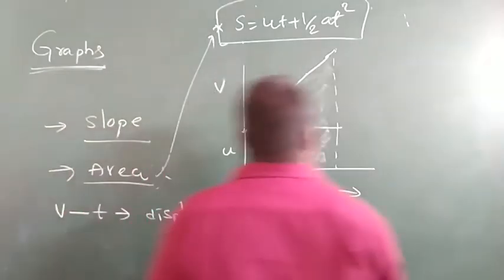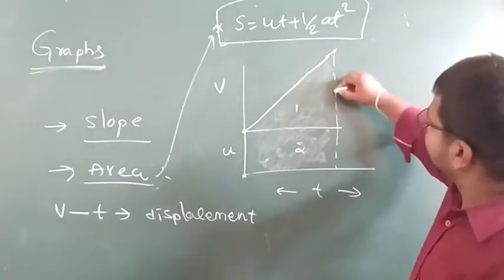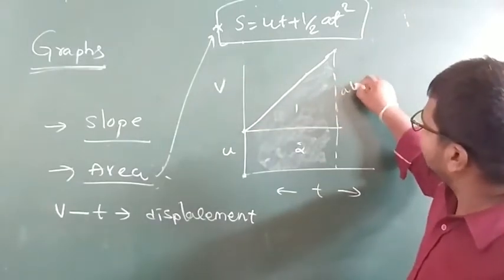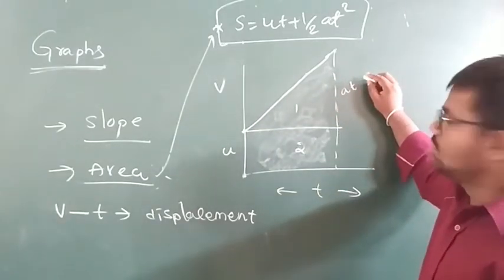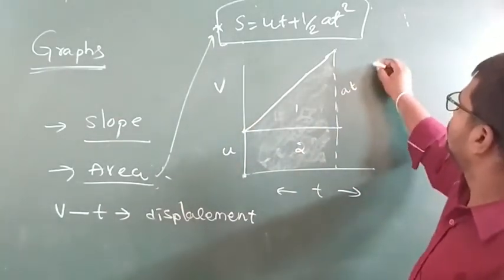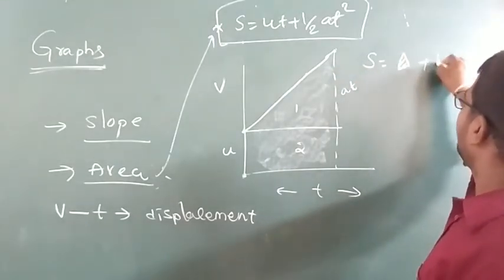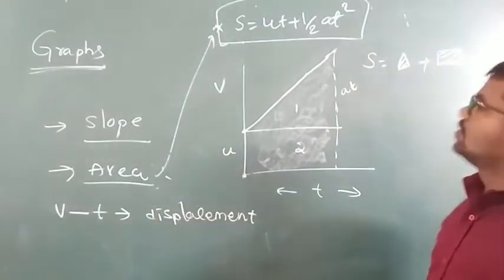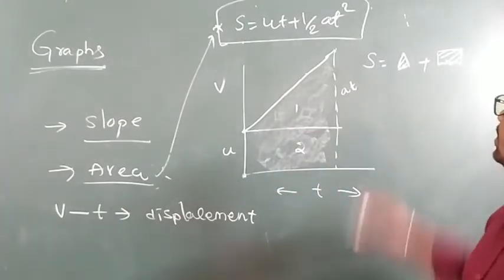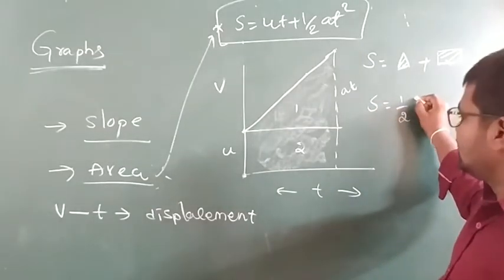Understand? Now here, this remaining part we can denote as V, that is acceleration into time, AT. V is equal to AT. So now displacement is equal to area of triangle plus area of rectangle. According to this method, area means the shaded region: area of triangle, area of rectangle. Area of triangle is 1 by 2 base into height.